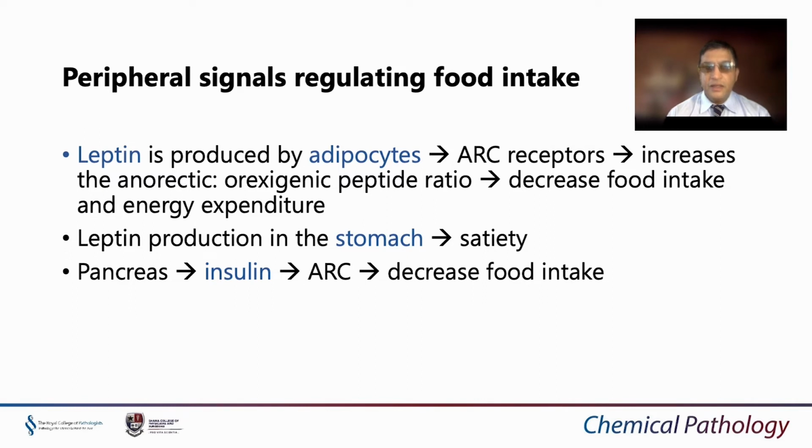Peripheral signals regulate food intake. Leptin is produced by adipocytes. It signals via arcuate receptors in the hypothalamus, increasing the anorectic to orexigenic peptide ratio, and in so doing, decreasing food intake and energy expenditure. Leptin is also produced in the stomach, and this results in satiety signals. In addition, peripheral signals are also generated postprandially by the pancreas. The release of insulin signaling to the arcuate nucleus decreases food intake.